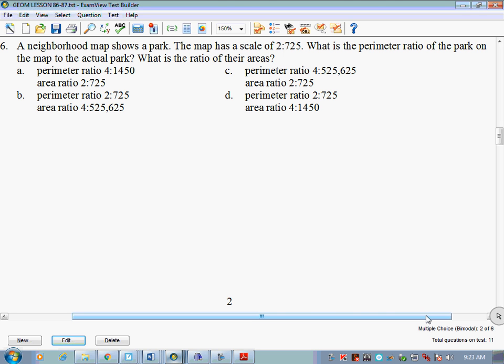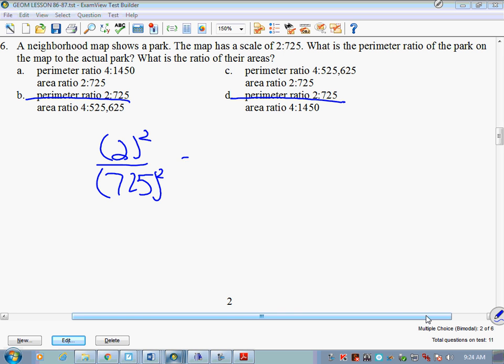2 to 725, right? So we actually see that here and here, right? Now if we want to know what the ratio of their areas is, what do I have to do with 2 over 725? Square it. So we're going to get 4 to what? What's 725 squared?